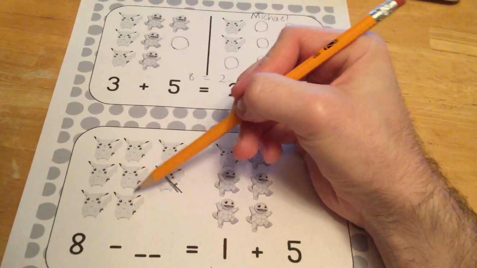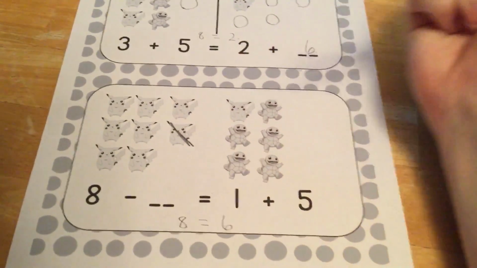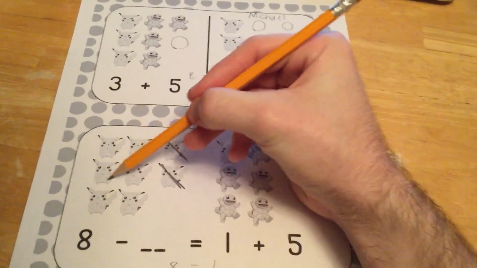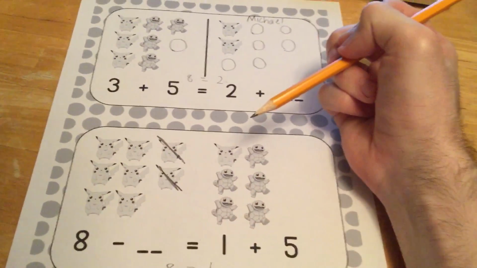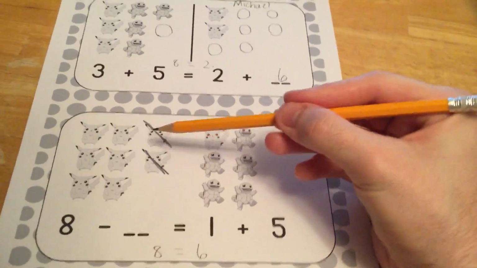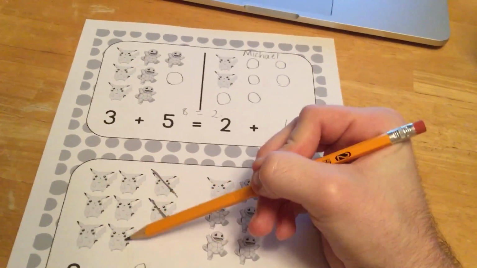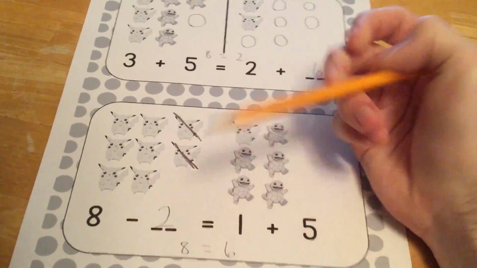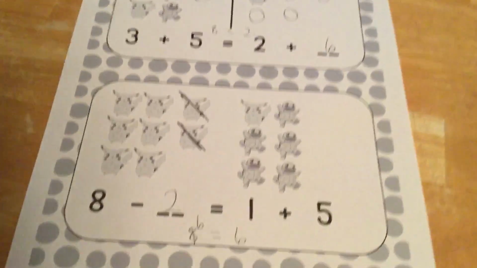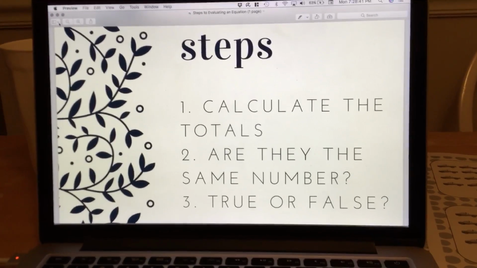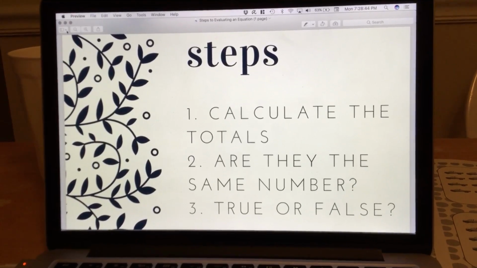1, 2, 3, 4, 5, 6, 7. Oh my gosh, I'm not at 6 yet. Let's cross out one more. Let's count again. 1, 2, 3, 4, 5, 6. So 8 minus 2, I took away 2, is equal to 1, 2, 3, 4, 5, 6. 6. 8 minus 2 is equal to 6. So this changes to 6. Does 6 equal 6? Are they the same number, just like number 2 says? Yes, they are. So are they true or false? It's true. Good job, friends.